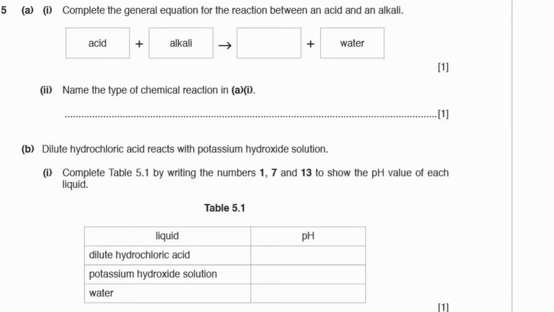Question 5, A1. Complete the general equation for the reaction between an acid and an alkali. Okay, an acid plus an alkali produces salt, some particular type of salt, plus water. Okay, and name the type of chemical reaction in A1. Well, that is a neutralization reaction.